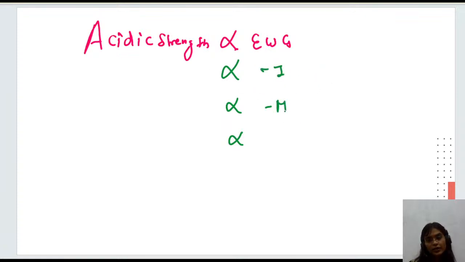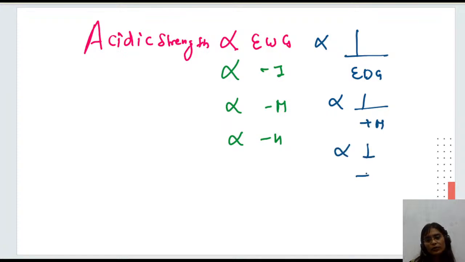Okay, it's a minus M, it's a minus I, and it's a minus H. Maybe you already know the reverse hyperconjugation, maybe you already covered it in 11th class. These are directly proportional. Then how about the inversely proportional ones? That is the electron donating group. Acidic strength is inversely proportional to the plus M, inversely proportional to the plus I, or you can say inversely proportional to the plus H as well.